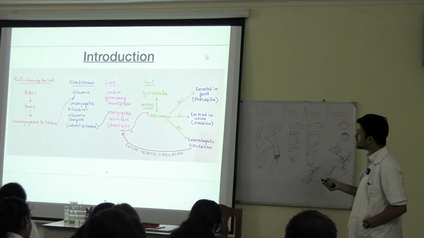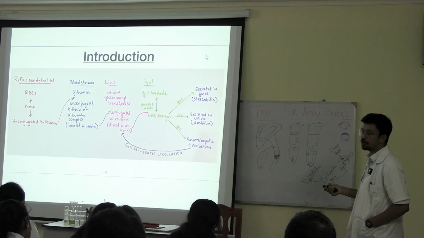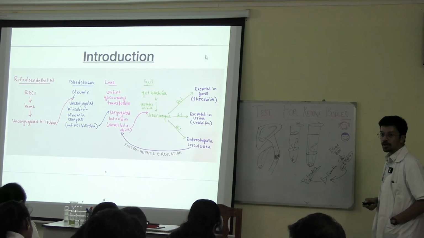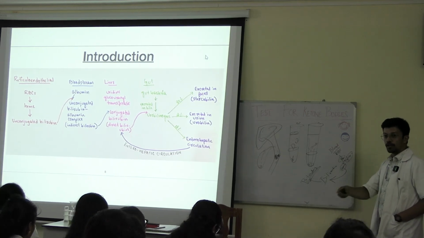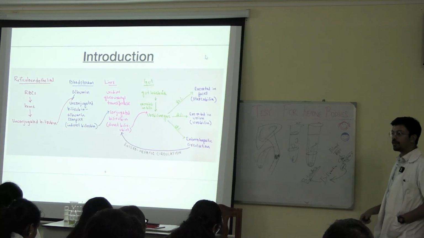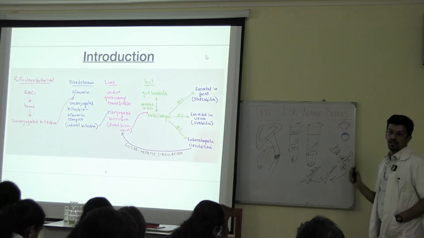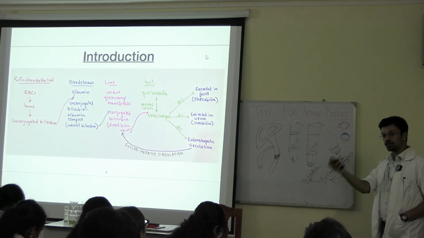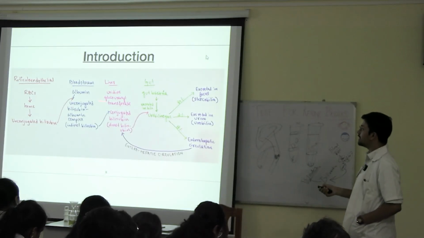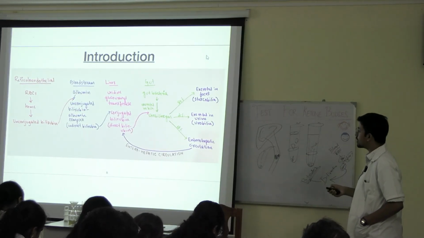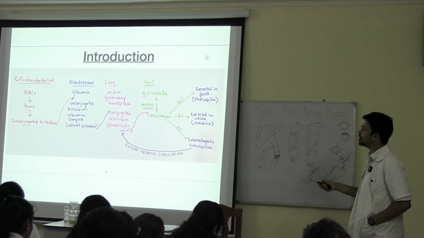In the liver, that conjugated bilirubin is getting stored. The liver is releasing that conjugated bilirubin and it gets stored in the gallbladder. Whenever the body requires it, the gallbladder releases it, and sometimes the liver also directly releases it. Now if the liver is damaged, this pathway will not take place.